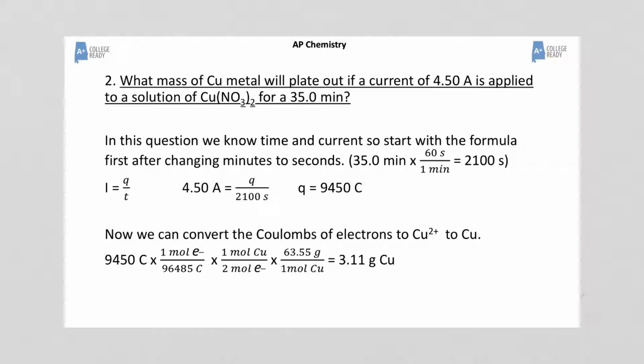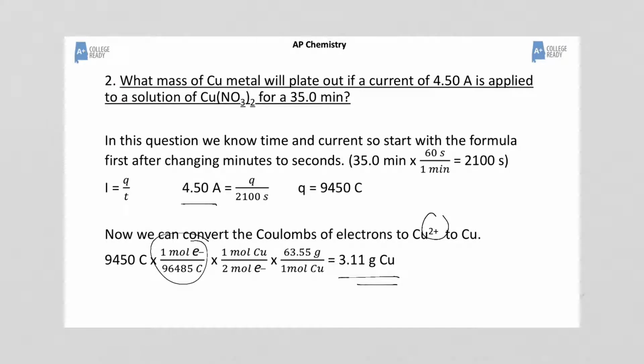So notice I used the formula here. I plugged in my amps, and I changed my time from minutes to seconds. And so I multiplied to get 9,450 coulombs. And here's my Faraday's constant again. If we have coulombs, we can make a connection to our half reaction and the electrons. So dividing by 96,485 coulombs gives me moles of electrons. In this half reaction, since it was copper 2+, we know 2 electrons are involved, whereas we only had 1 with the silver ion because it was +1. So we're dividing by 2. Once we have moles of copper, we can use the molar mass and get the mass of copper.